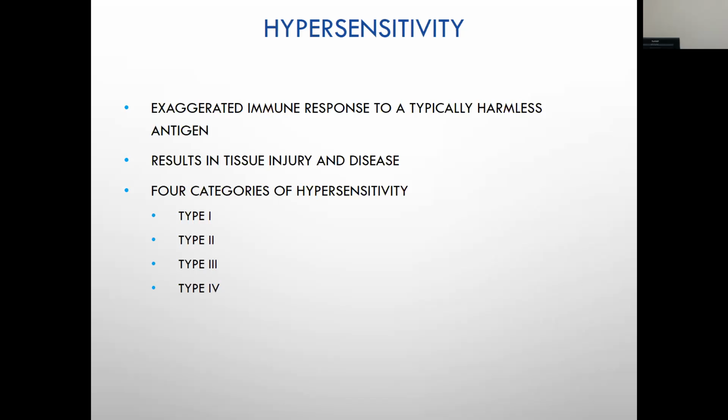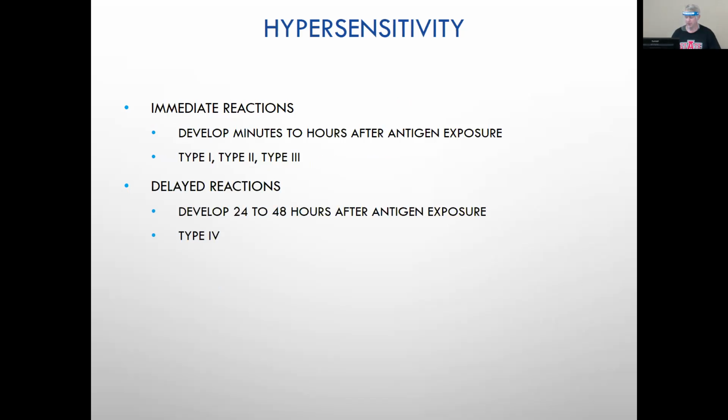So we're going to look at the 4 categories. There's type 1, 2, 3, 4. Yeah, those are neat, right? I think we remember that number. We just have 4. And so we're going to define all 4, and then we'll take each one apart and talk about them. Okay, so some of these are immediate. That means they develop minutes to hours after you're exposed.